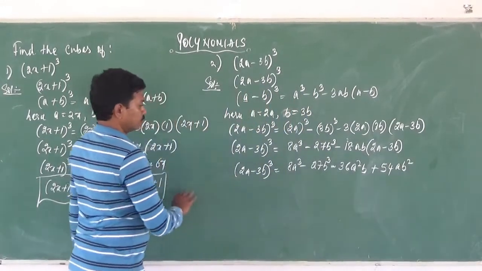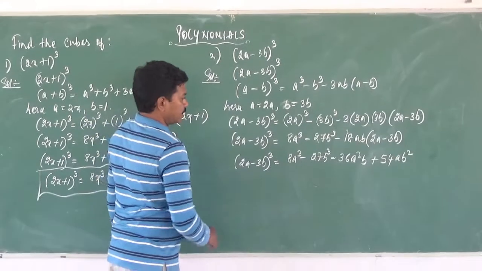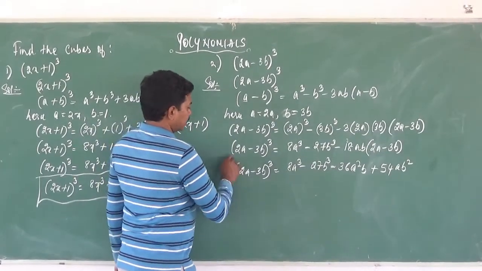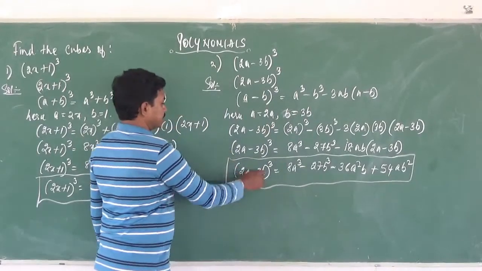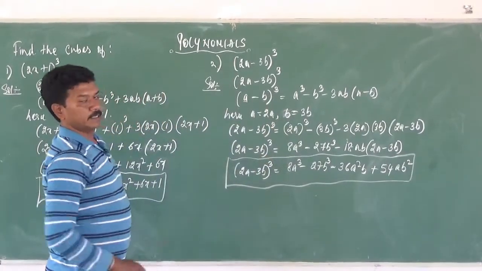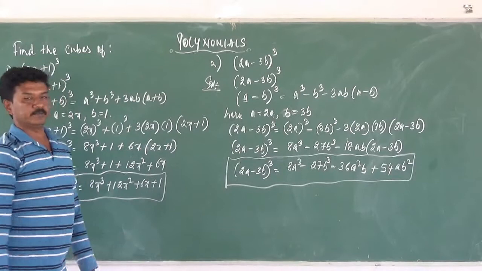Right, so I hope everything is arranged. So this will be the final answer. Right, so this is the expansion of 2a minus 3b whole cube using the identity. This is very important. Okay.